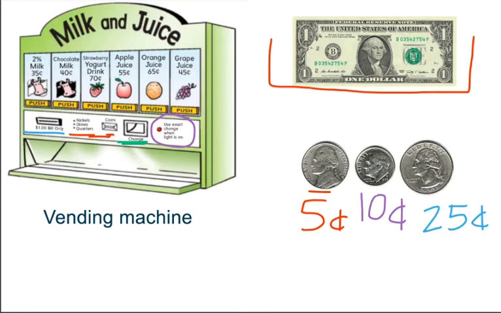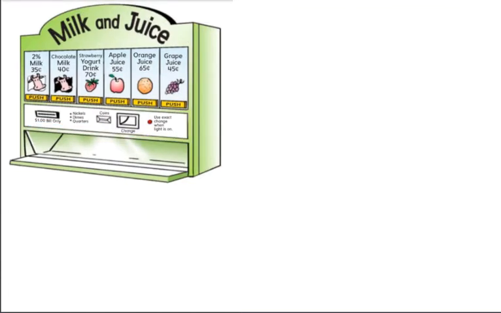If that light is not on and an item costs 75 cents, then you could put in a $1 bill and they will give you back change. Okay, let's pretend that the exact change light is on, and that means that we must have the exact amount that an item costs, because they're not going to give us back anything, no change back, so we must have the exact amount.